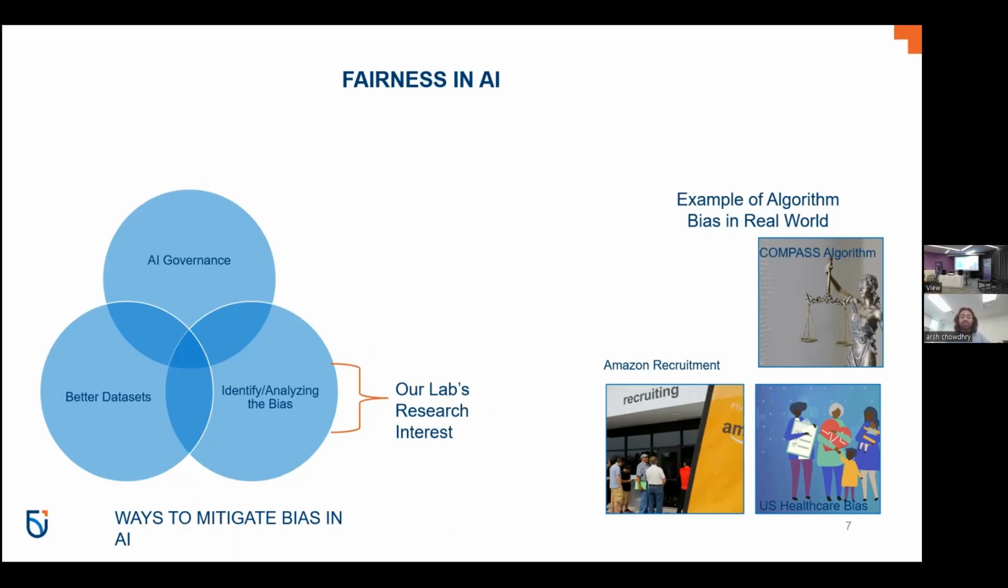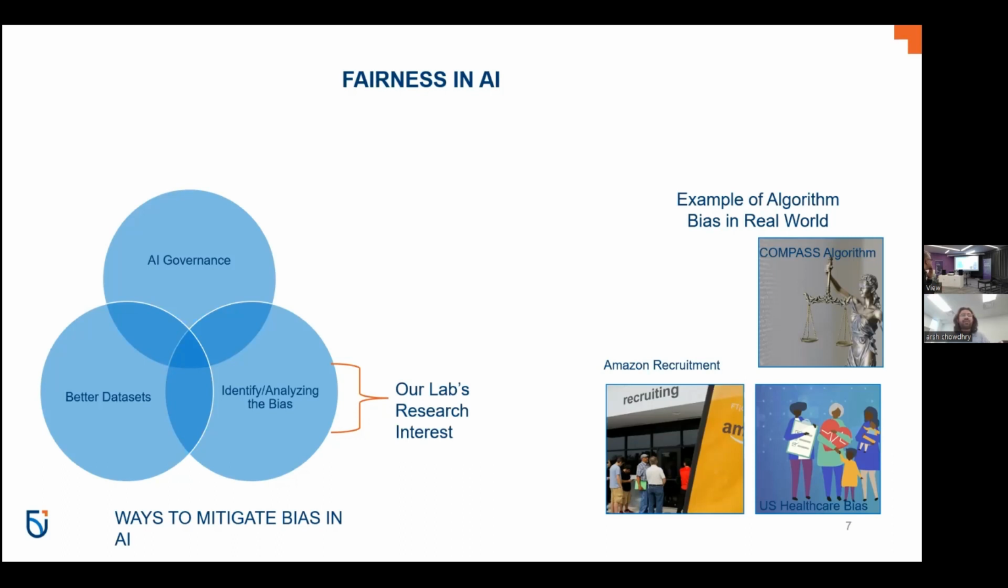Similarly, the COMPAS algorithm, which is used for recidivism checks in U.S. courtrooms, was biased against Black Americans, and then the U.S. healthcare algorithm was also biased against Black Americans. So from these examples, we understand that algorithmic bias or fairness issues exist in machine learning systems.